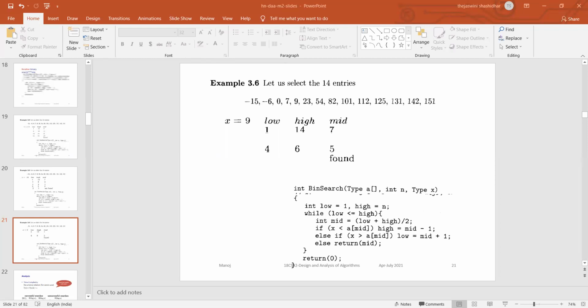Can you work on this example? So you have to work it out, then only you can. Can you work on this example? Okay, this is up to implementation of binary search.